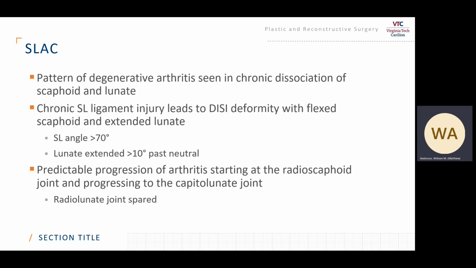And then this results in a predictable progression of arthritis that starts at the radioscaphoid joint and eventually progresses to involve the capitolunate joint. Notably in SLAC wrist, the radiolunate joint is spared, although this is very hotly debated.